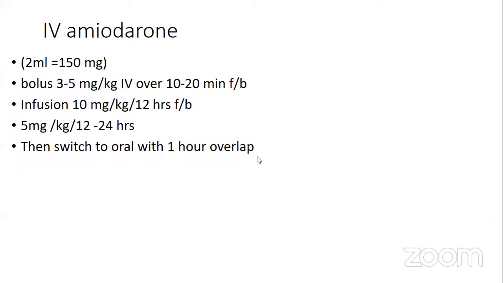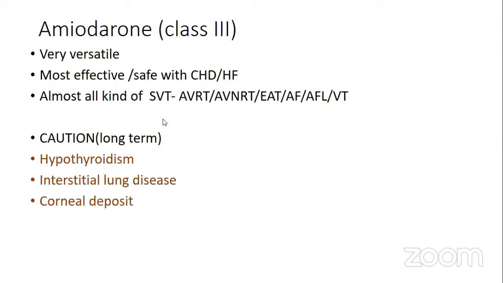Now, amiodarone is a class 3 anti-arrhythmic drug. It is very versatile and most effective and safe for congenital heart disease or heart failure child. Almost all kinds of SVT, AVRT, AVNRT, ectopic atrial tachycardia, atrial flutter, fibrillation and VT respond to amiodarone. But the caution is it causes hyperthyroidism, interstitial lung disease, and corneal deposit when it is used long term.